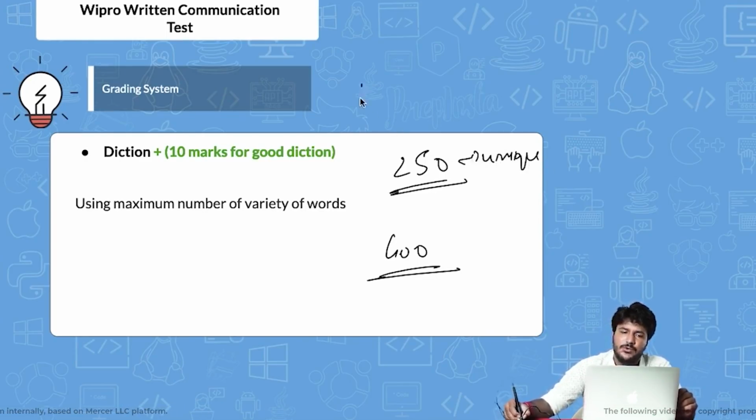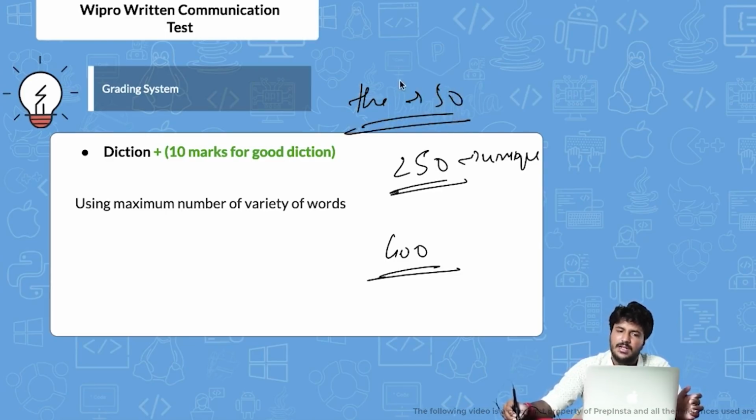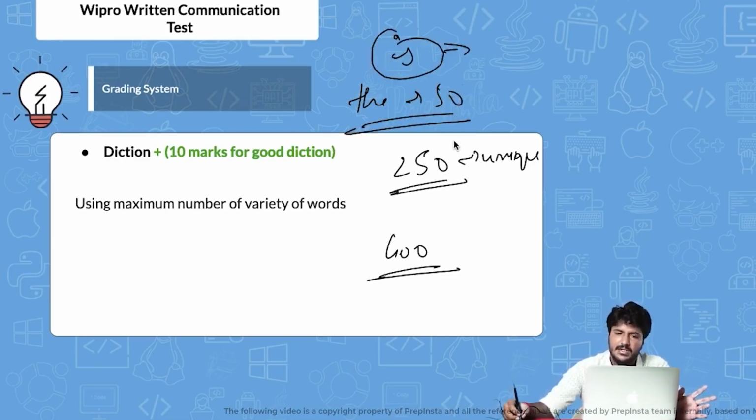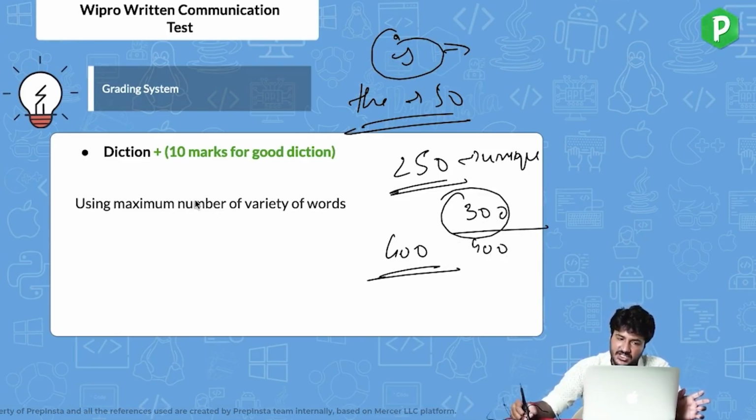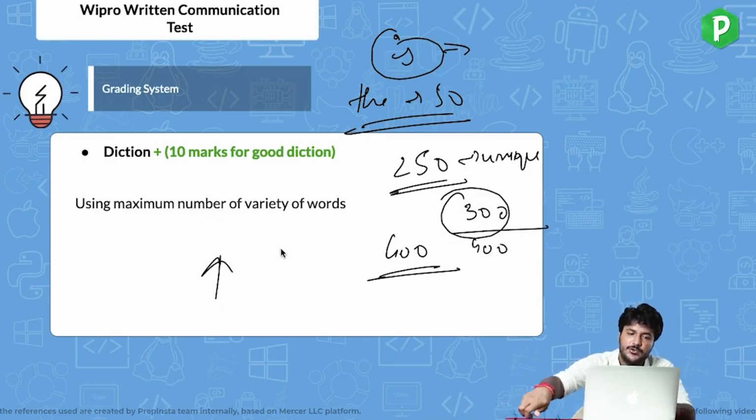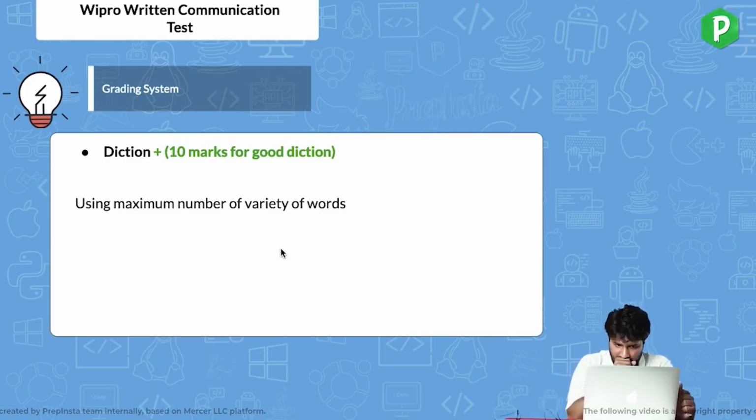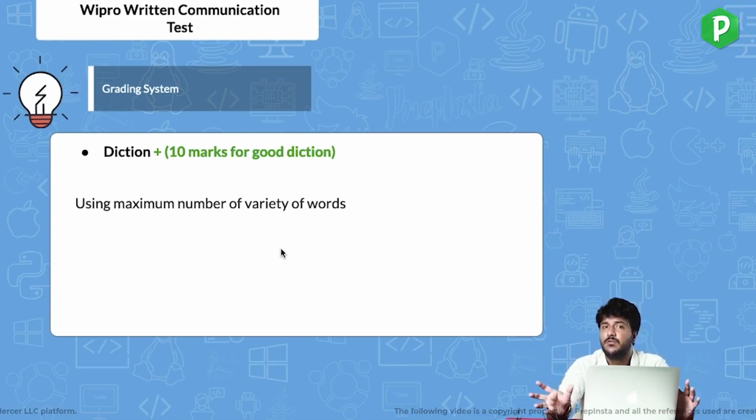So for example, if you use "the" 50 times, try to avoid using it. If you're using it a lot, try to avoid that. For example, if somebody has written 300 unique words out of 400, his diction is better. Better diction gives you higher marks. So try to use the maximum variety of words. This is what is going to give you better marks.